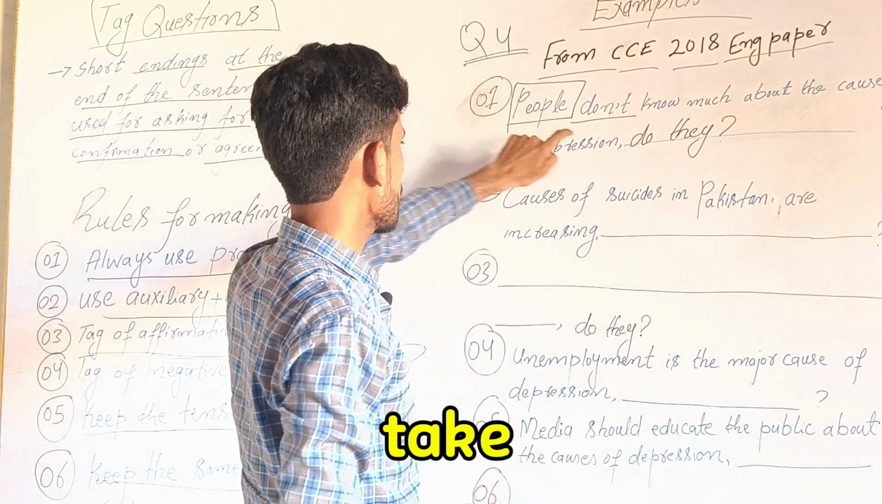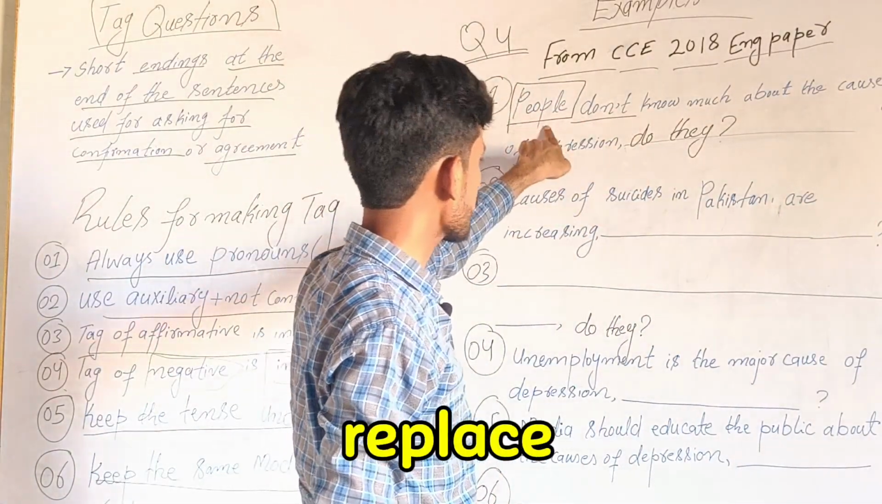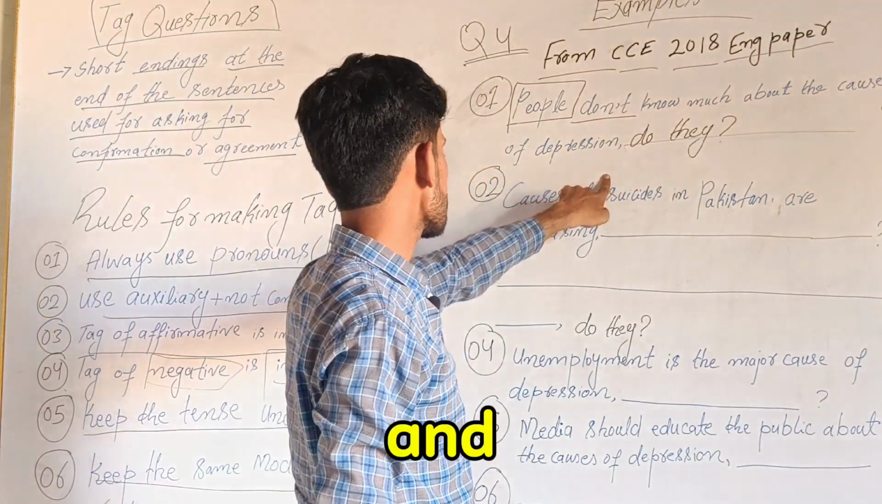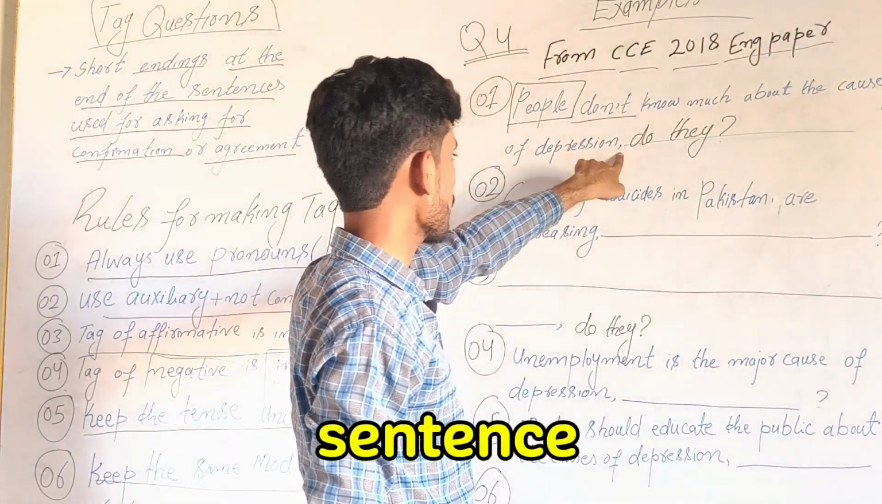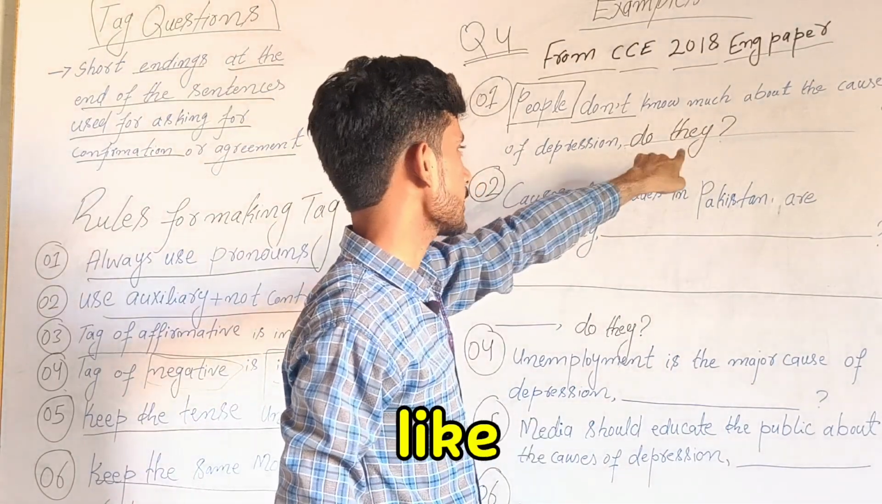So the tag of negative sentence is an interrogative. When we have a noun, we have to replace the noun with the pronoun, and after the sentence we have to give a comma, and we also separate the tag with comma like this.